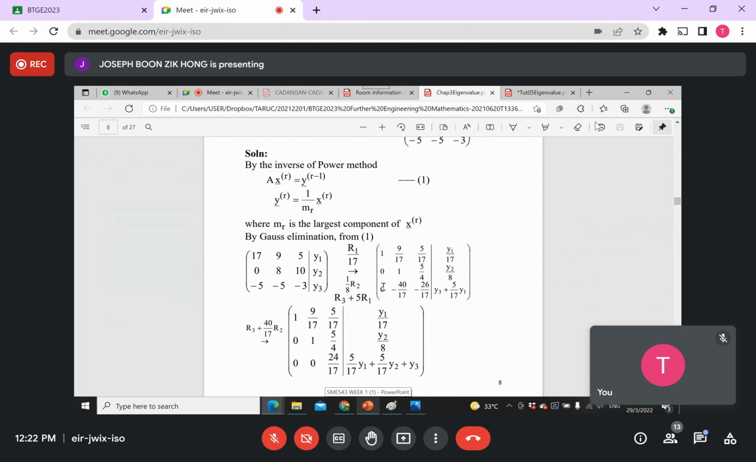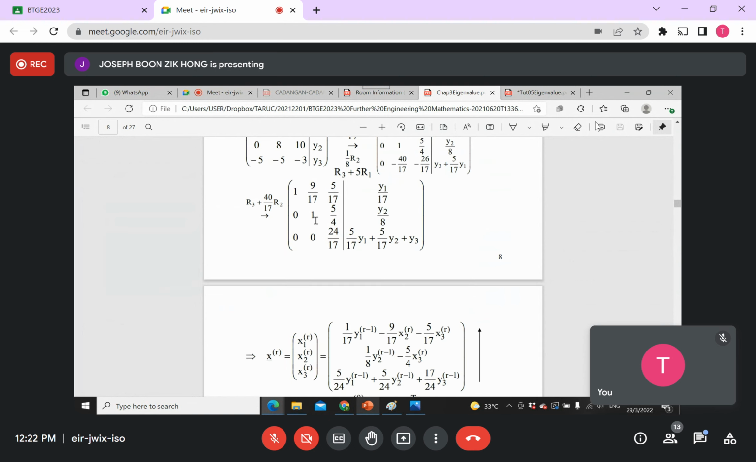Okay, we will try to get something like this one. 1, 1, and then this one, if possible, you also can get into 1. Then you can get your y1, y2, y3 easily.